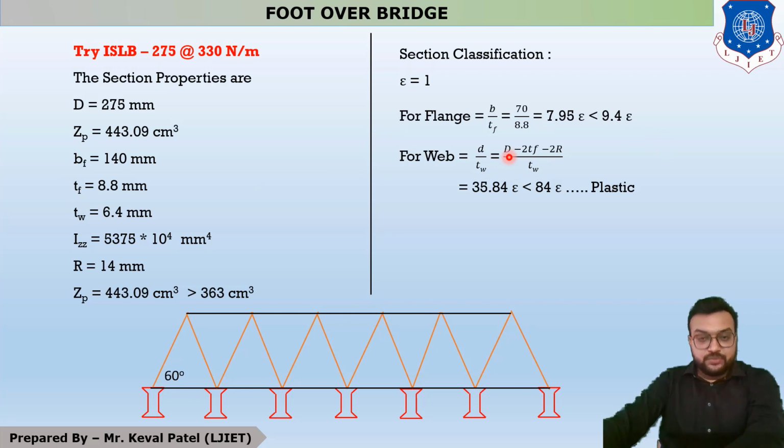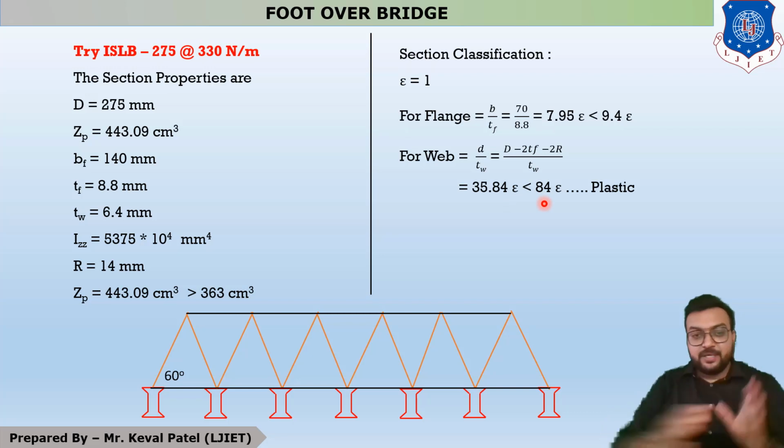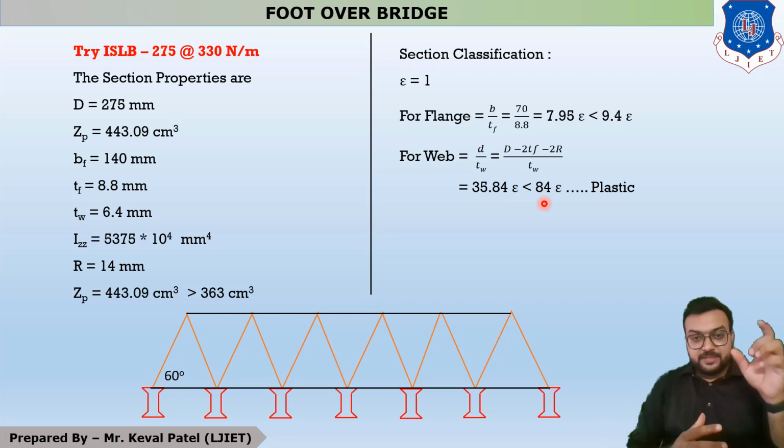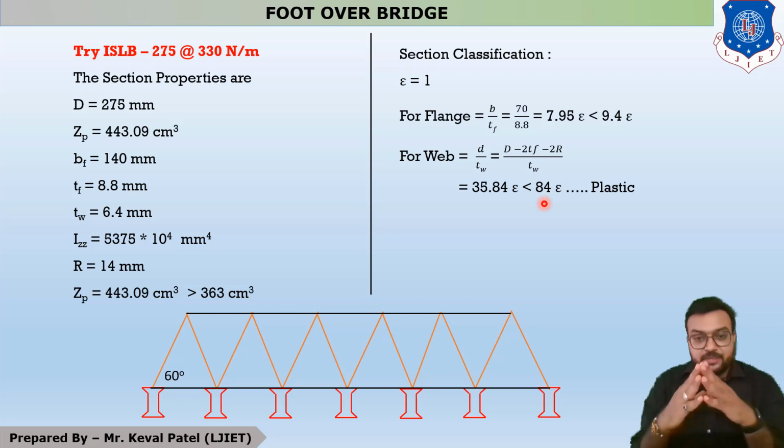Capital D is 275, 2 constant, TF is 8.8, 2 constant, capital R is 14 and TW is 6.4. So after putting all this data, we have to check that our value is 35.84, which is less than 84 epsilon. Now you can see that your flange is in plastic state and your web is also in plastic state. It means your selected I section is also in plastic state.